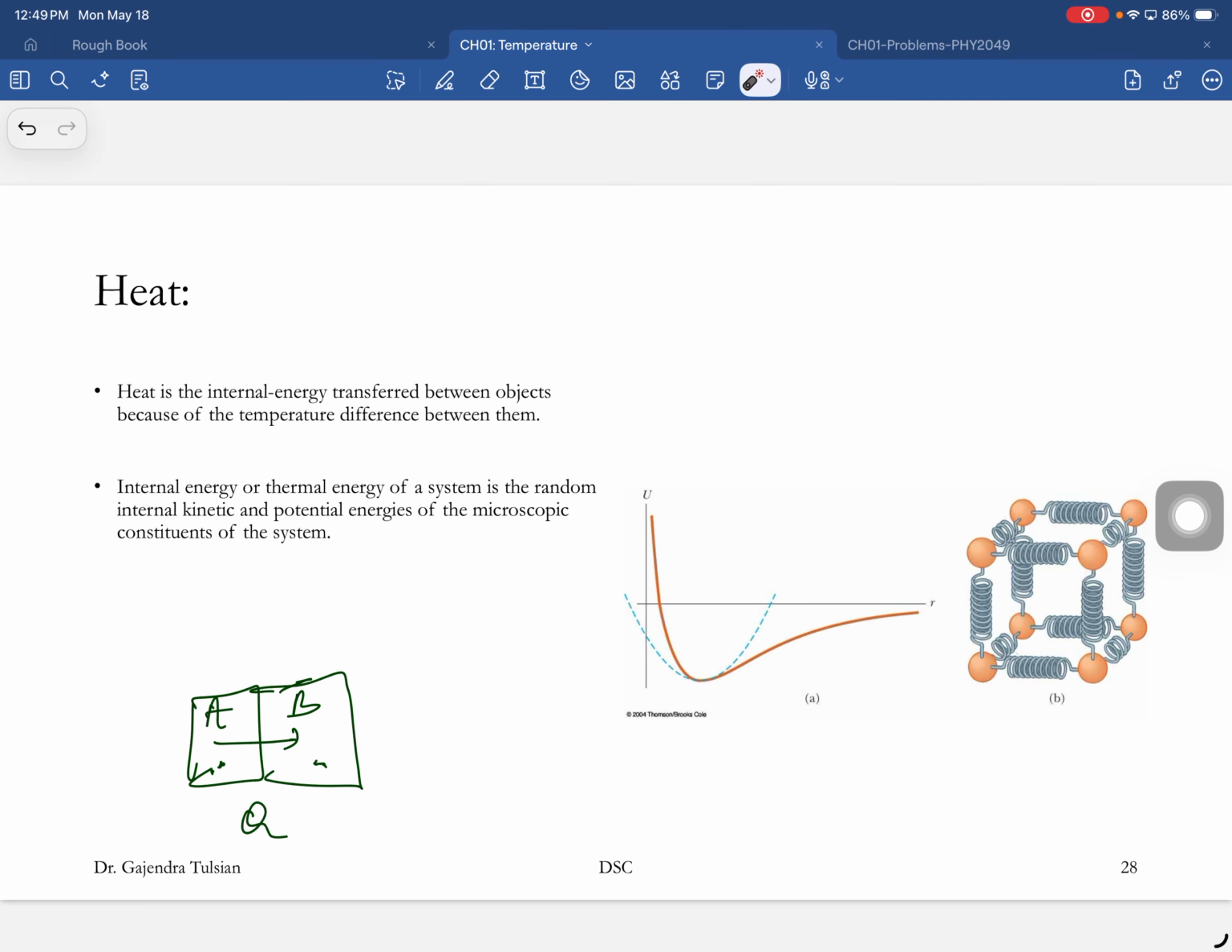By the way, this is the mass of water, and this is the mass of the weight. So 1 calorie is 4.184 joules, or 4.186, something like that.